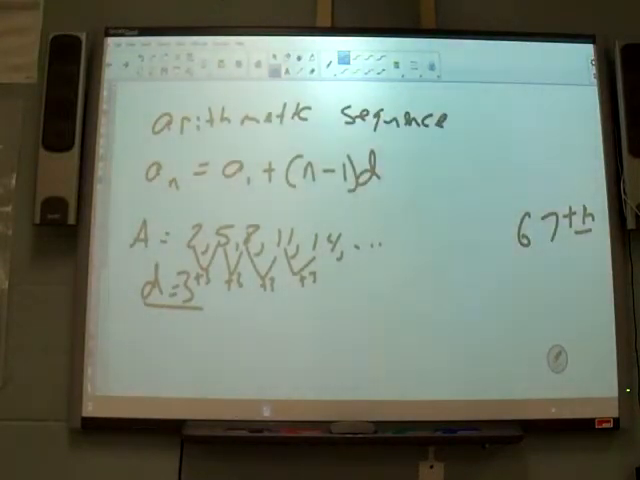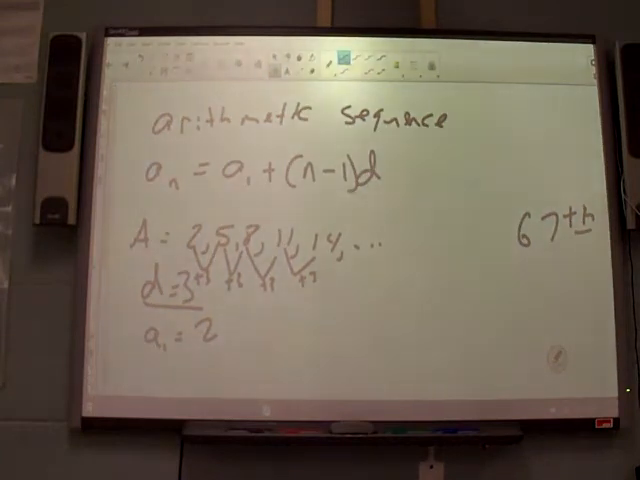Now, a1, a base 1, a subscript 1, that's the first term in the sequence. That subscript 1 is always your first term, so the first term in our sequence would be 2. Looking at everything we need up here, we've got an a1, we've got a D. Do we have an n? What do y'all think? Do we have an n? I think we do.